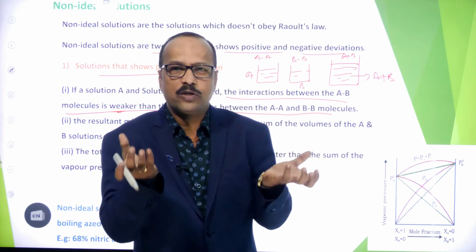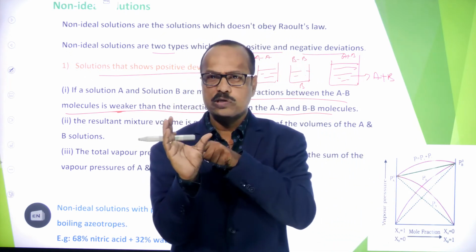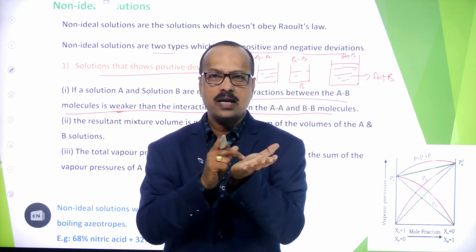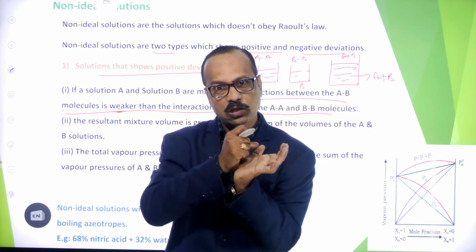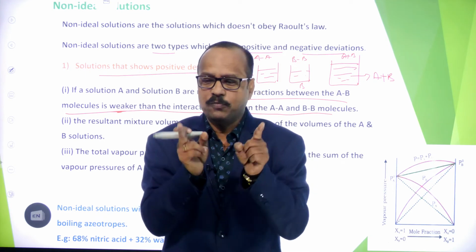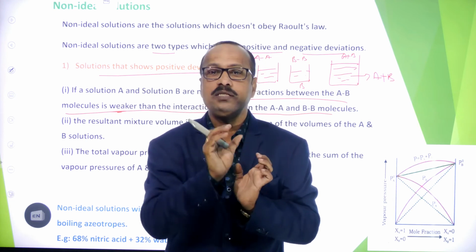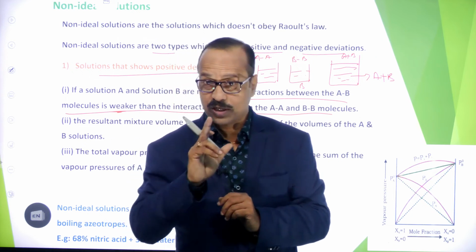So here I am taking the two solutions and mixing. In this A solution, many A molecules are there, so the force of attraction between A and A is greater, and in solution B, the force of attraction between B and B is also greater. But if I mix both, the force of attraction between A and B is weaker, less strong than in both the solutions. Are you following or not?